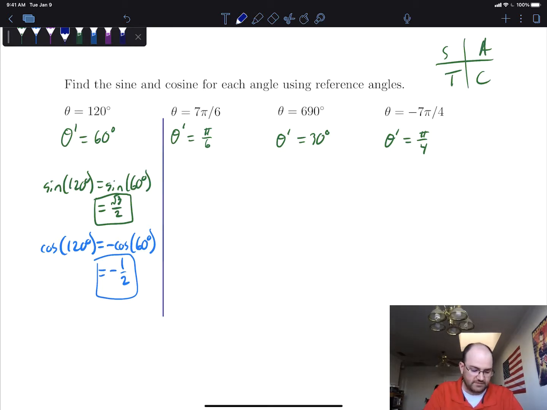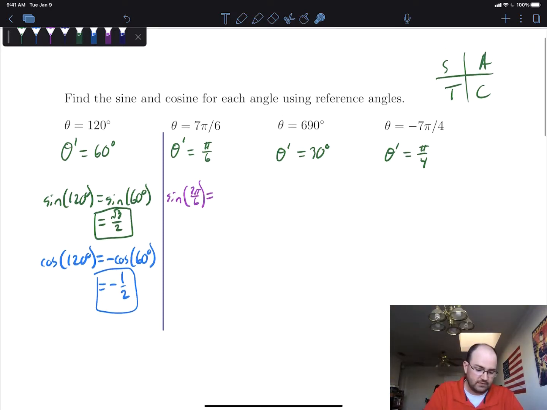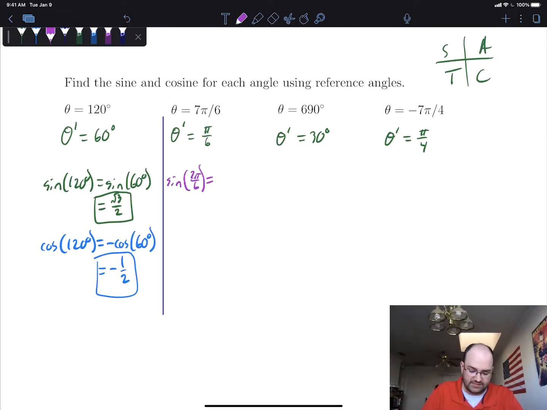Next, let's look at this for 7 pi over 6. The sine of 7 pi over 6. Well, where is 7 pi over 6? That's a full pi plus a little more, which means that we're in quadrant 3. And in quadrant 3, only tangent is positive, which means both sine and cosine need to be negative. And the reference angle, again, is pi over 6. So sine of 7 pi over 6 is negative sine of pi over 6. Sine of pi over 6 is a half, so that makes that negative a half.